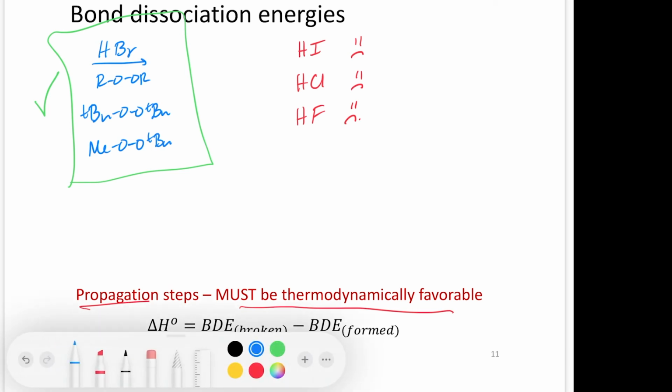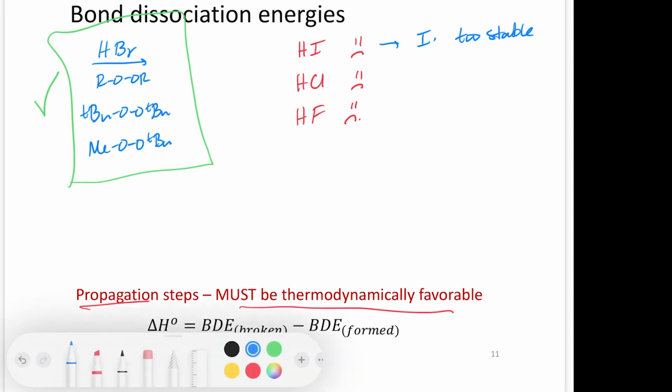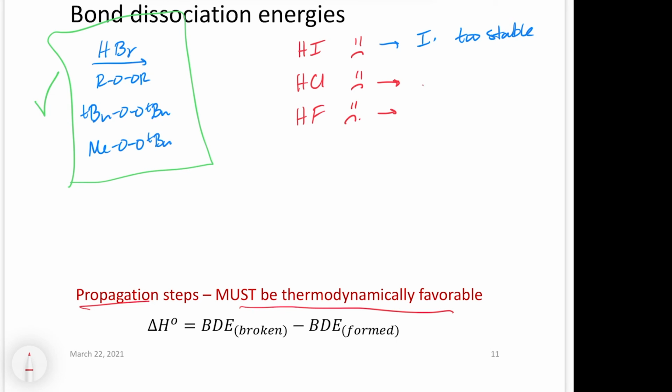So for HI, what happens is that this I radical, it's just too stable. It's just too stable to really move forward in the reaction. HCl and HF, the issue with these two is that these reactions are endothermic. It requires too much energy. So too much energy is required for these reactions.